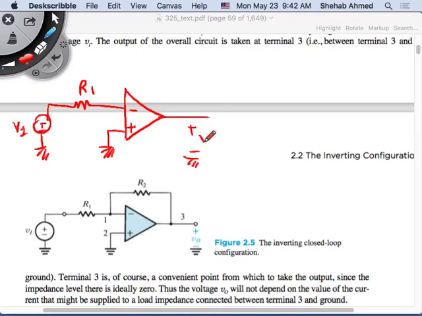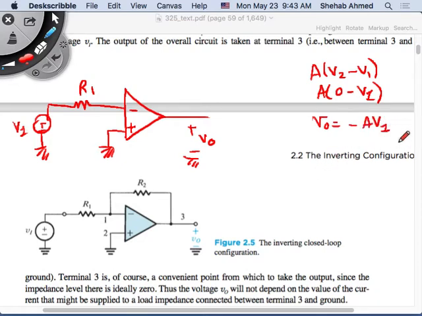This is the op amp operating in open loop. What will the output voltage look like? A times V2 minus V1, right? This is always the output of the op amp, right? Always the output of the op amp, right? Okay, V2 is 0. V1 is VI, correct? So V output is equal to minus A times Vi. Right? That is my V output here.